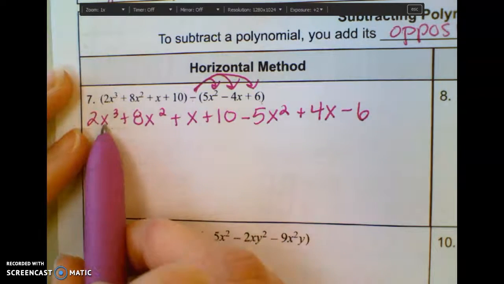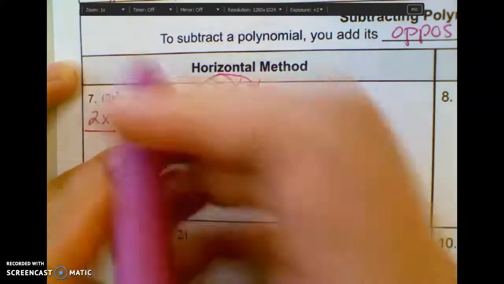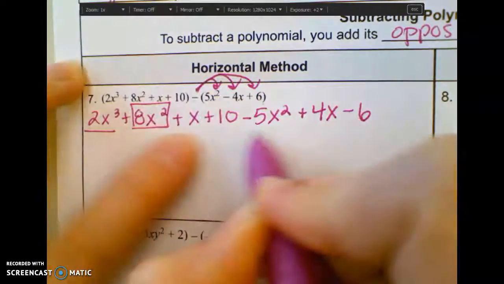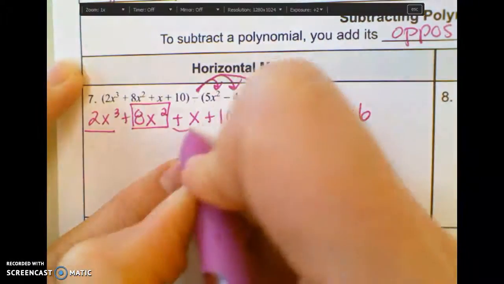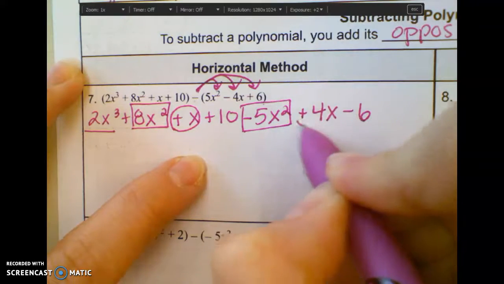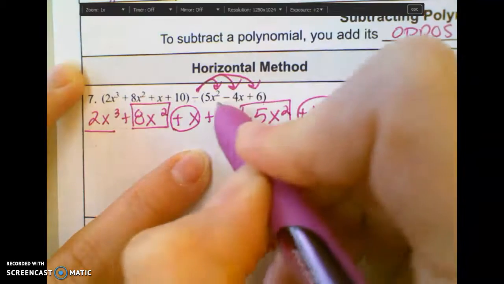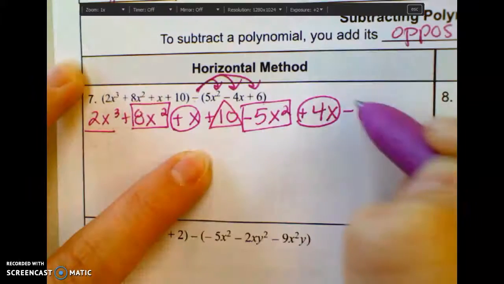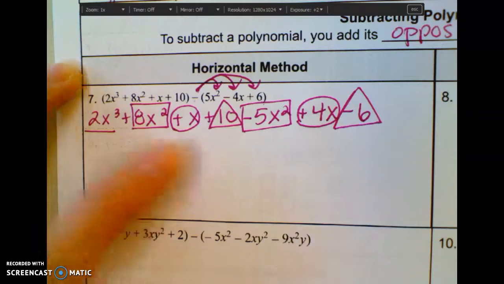So 2x cubed, I don't see any other x cubes. 8x squared, we can combine that with the negative 5x squared. I see positive x, that can be combined with the positive 4x. And then positive 10 can be combined with the negative 6. So we're just adding our like terms.